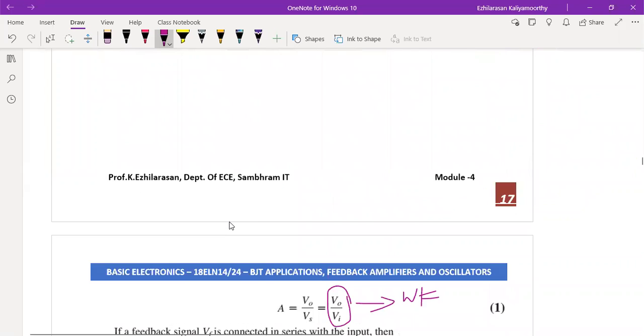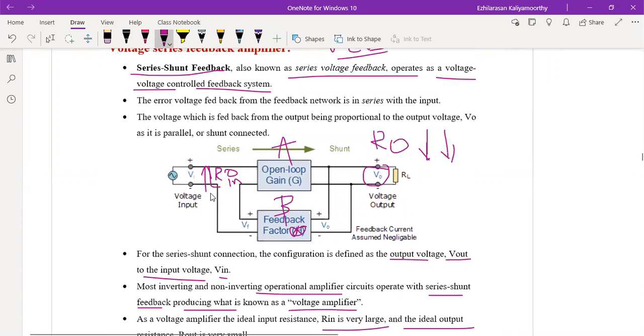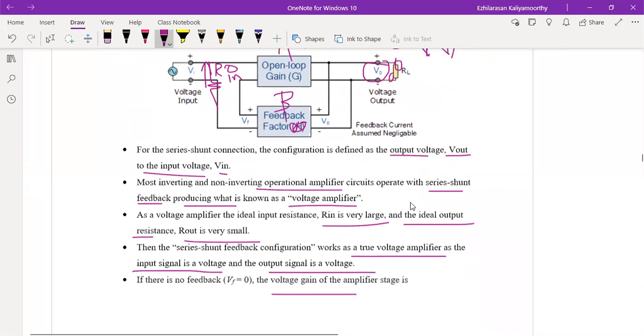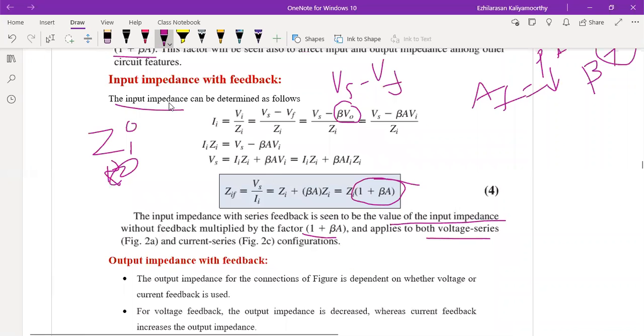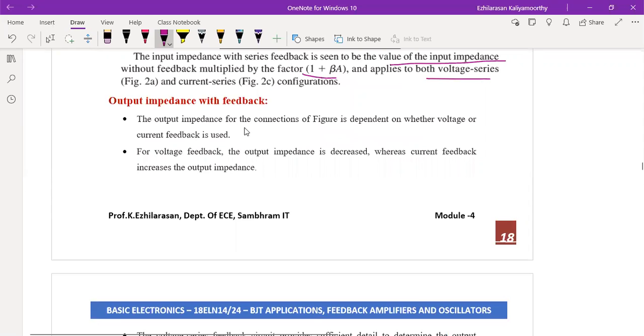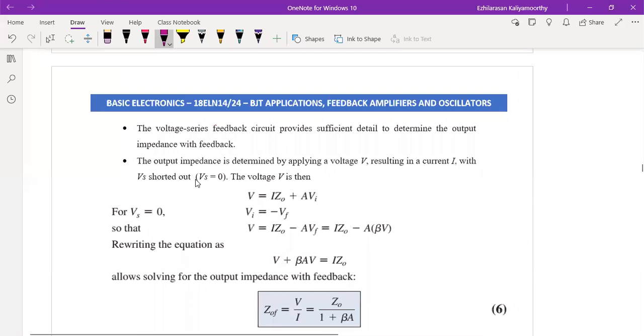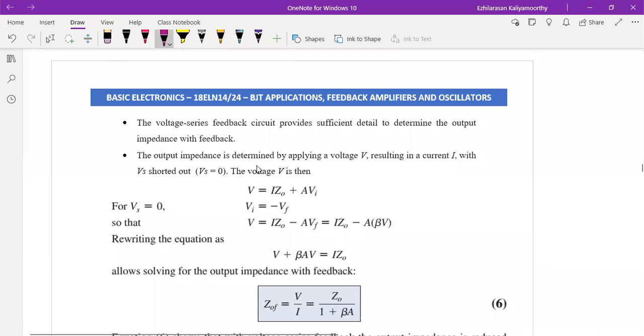In the same way, this is the input side. Here on the input side, you connect one resistance, with the output open. Next, you open this, and on the output side you connect one resistance. Then you calculate the output impedance, whether voltage or current feedback is used. The output impedance is determined by applying the voltage V, resulting in a current I, with Vs shorted, that is Vs equal to 0. The voltage V is equal to I Z naught plus AVi.